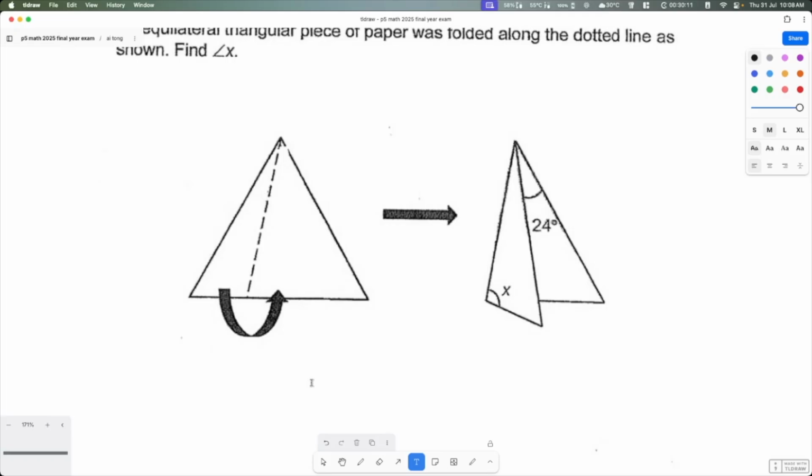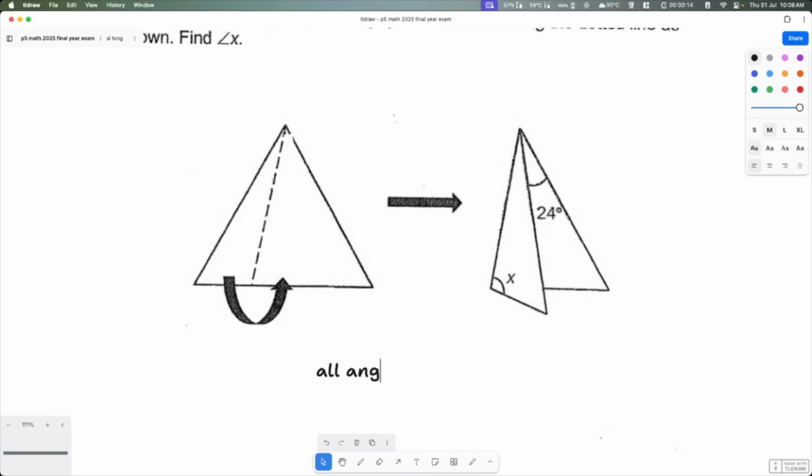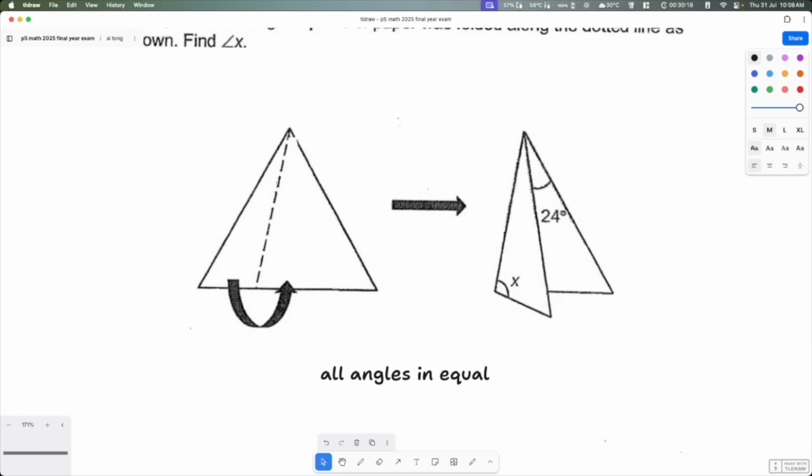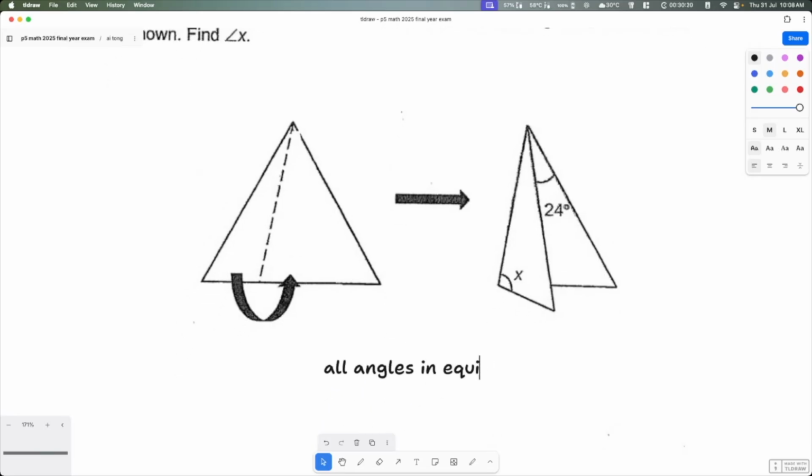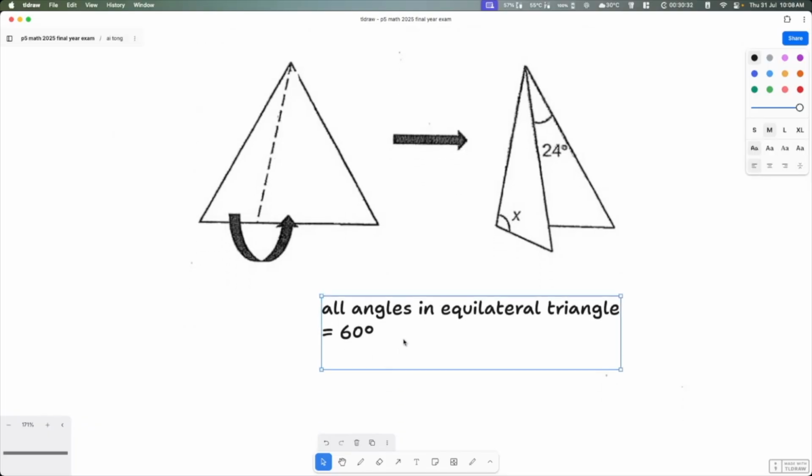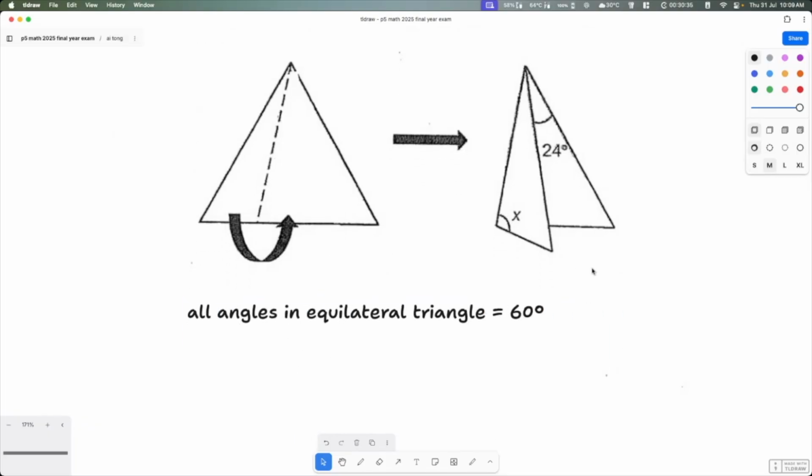Okay, so if I were to write here, all angles in an equilateral triangle are equal to 60 degrees, right? So we know that these are all 60 in this sense. All right, so that means, let me draw this out.